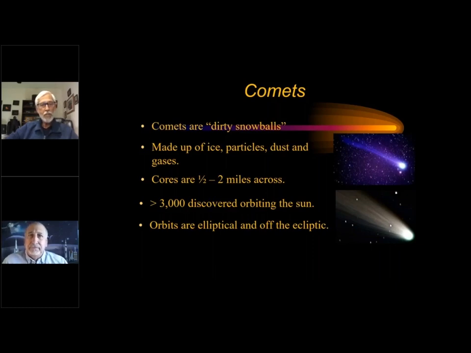There are a lot of comets out there. There are greater than 3,000 that have been discovered orbiting the sun. And one characteristic of both asteroids and comets that's different from our planets is that their orbits are elliptical and they're off the ecliptic.